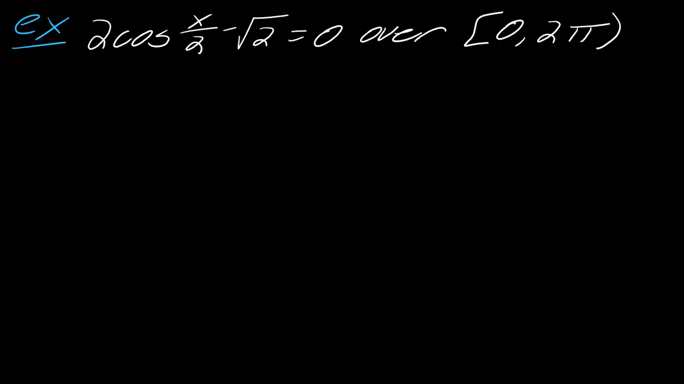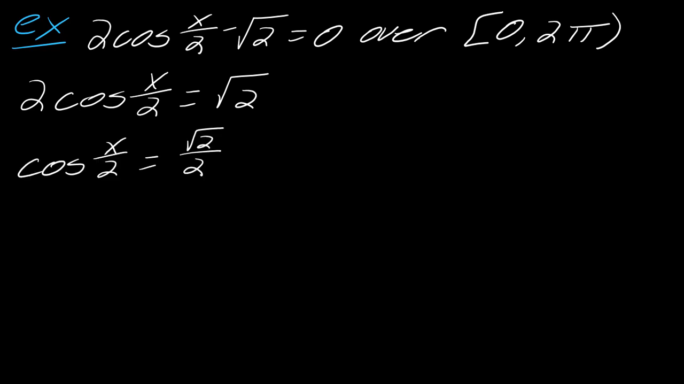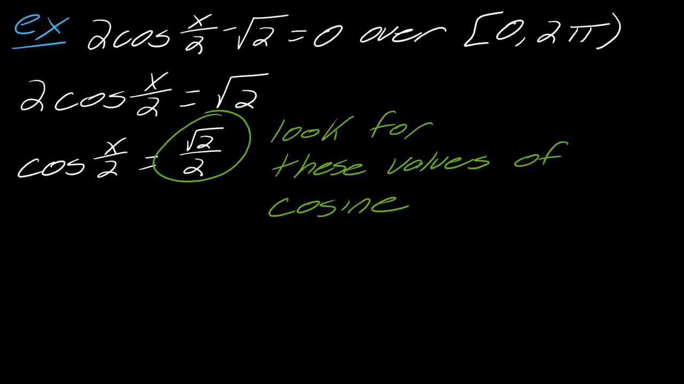I've got 2 cosine of x over 2 minus square root of 2 equals 0. Similar to how we work with linear methods, in this case I would want to isolate my cosine of x over 2. So let me start with that. I'm going to have 2 cosine x over 2 equals square root of 2, and so then I get cosine of x over 2 equals square root of 2 over 2. And so what I want to do is look for these values of cosine.